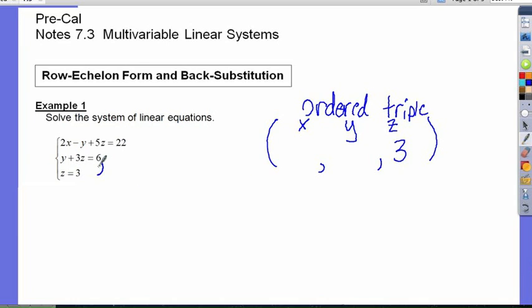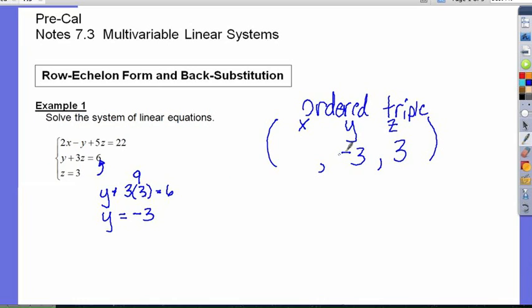I'm going to go back up here to the second equation because it's smaller, and I'm going to plug the z in, or the 3 in for the z right here. So y plus 3 times, plug the 3 in right there, times 3 equals 6. Well, 3 times 3 is 9. So y equals, subtract 9 from 6. 6 minus 9 is negative 3. So y equals negative 3.